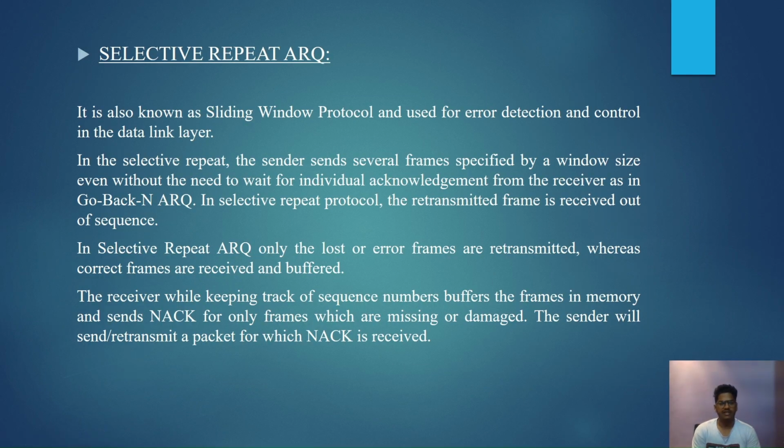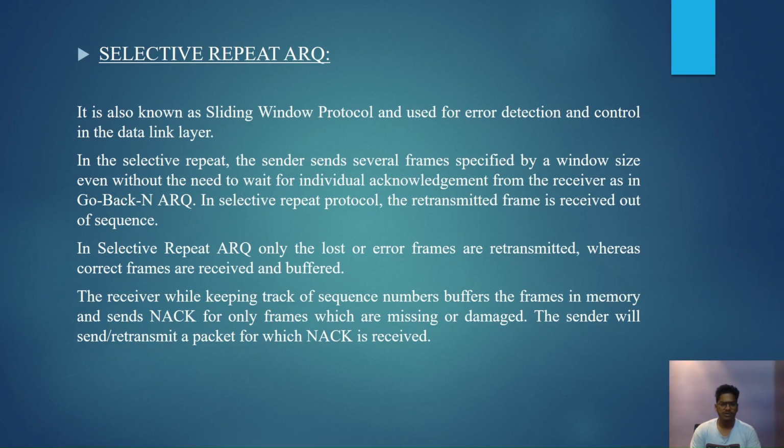Next we have the selective repeat ARQ. It is also known as a sliding window protocol and is used for error detection and control in the data link layer. In selective repeat, the sender sends several frames specified by a window size, even without the need to wait for individual acknowledgement from the receiver as in go back N ARQ.